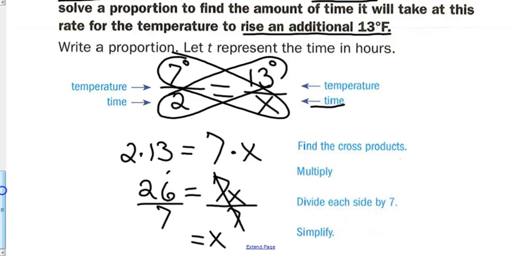So x is equal to, it comes out to a funny number, but I'm going to get about 3.7. So the answer to my question here, how long will it take for the temperature to rise an additional 13 degrees, is that it will take 3.7 hours.